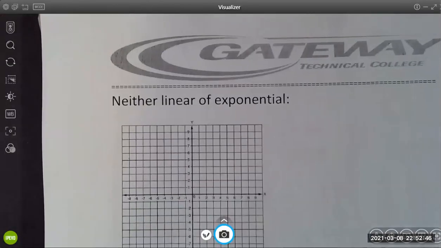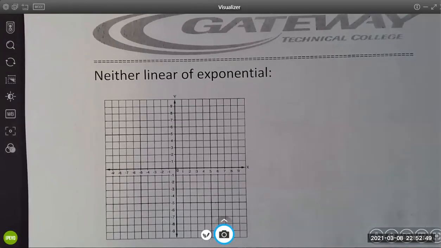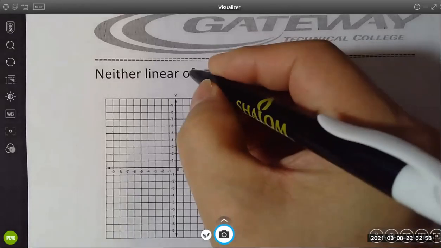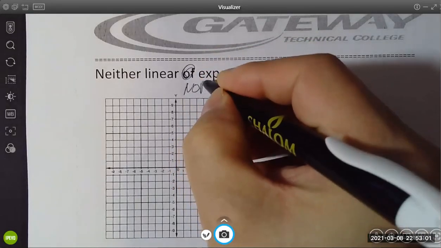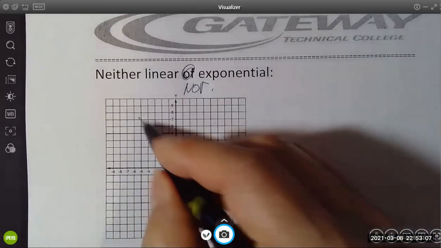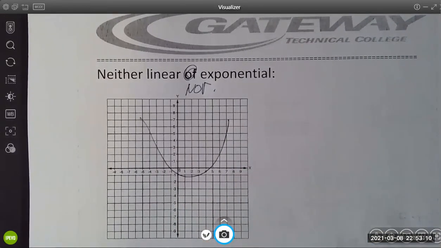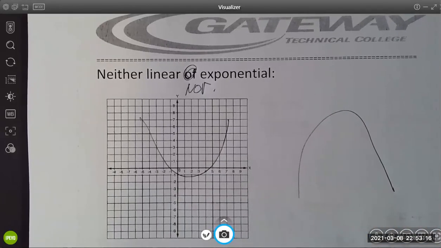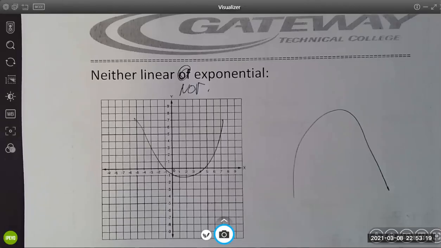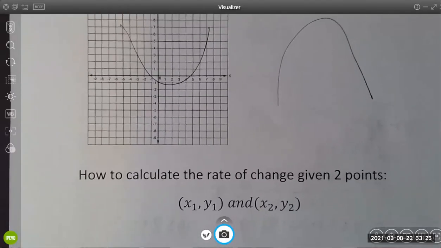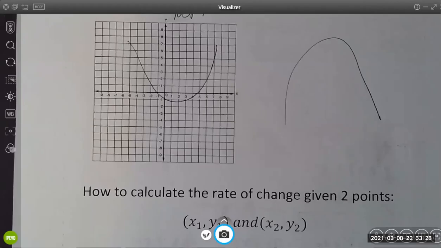So this one just tries to illustrate a graph that is neither linear nor exponential. Something like this, you have a curve, but this curve is not going in one direction. It's going down, then going up, changing direction, or this way. No matter how many turns, as long as it's not a line, it's not linear. As long as you make a turn, it's not exponential. So that's just some clarification on the graphs of different models.